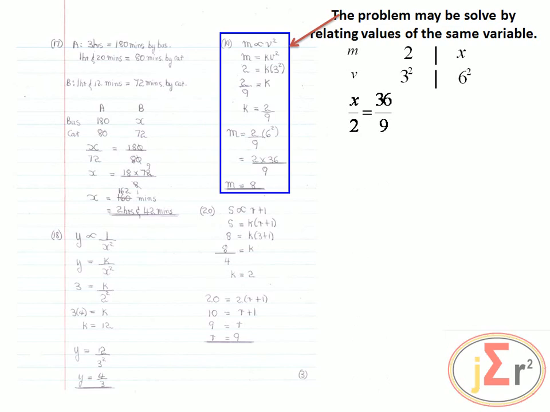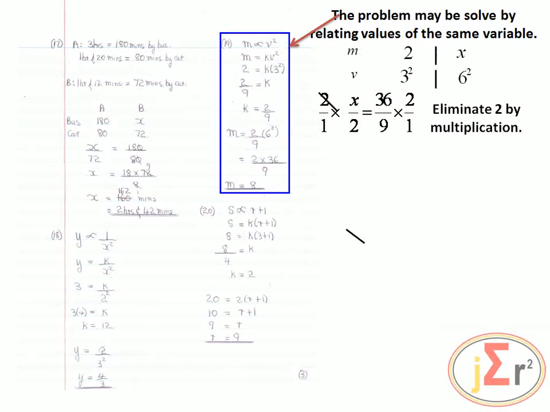X over 2 is equal to 6 squared over 3 squared. And then we will solve. Eliminate 2 by multiplication. There we have it. 2 will be eliminated. Remember that on the left hand side, we are dividing by 2.